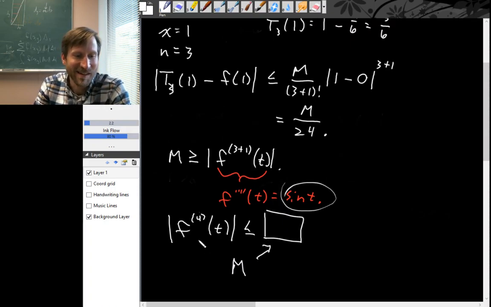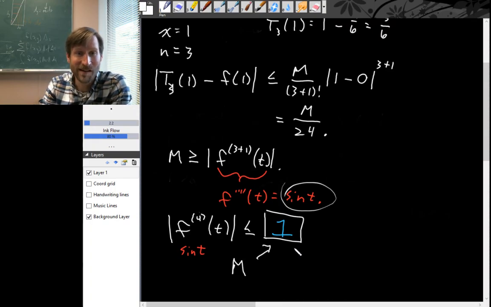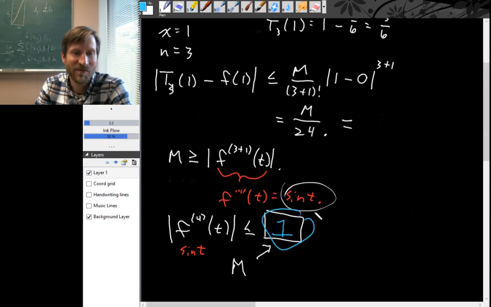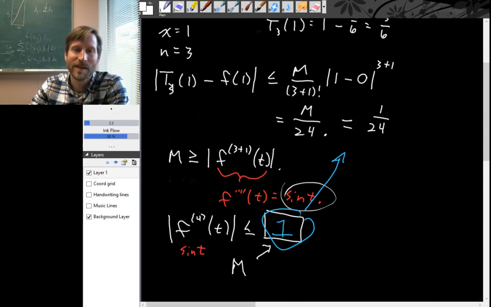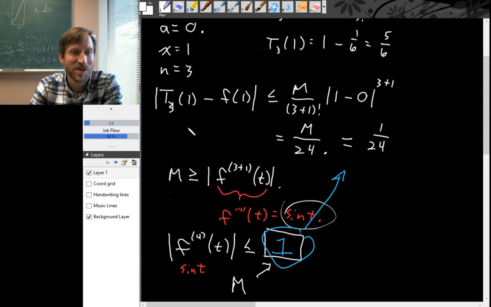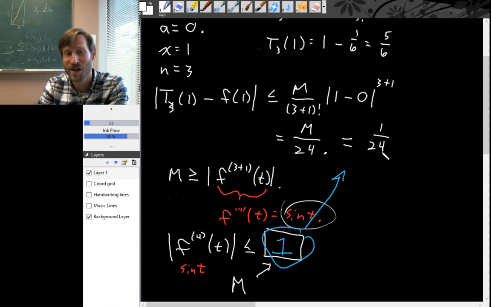And we know that this function, the n plus first derivative, is sine of x, or sine of t. So what is the biggest sine of t ever gets? Well, it's 1. So we can choose M equals 1. So way up here in our error bound, take our M value, put it in there, we get 1 over 24. So the error between the approximation, 5 over 6, and the actual value is definitely no larger than 1 over 24.